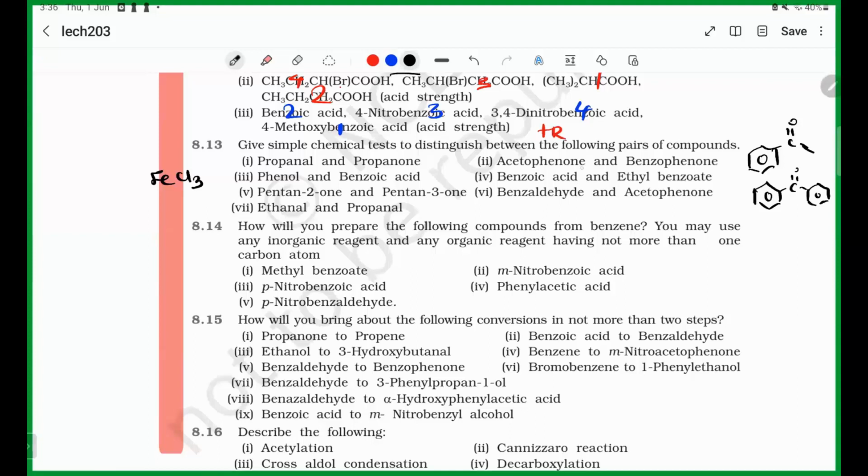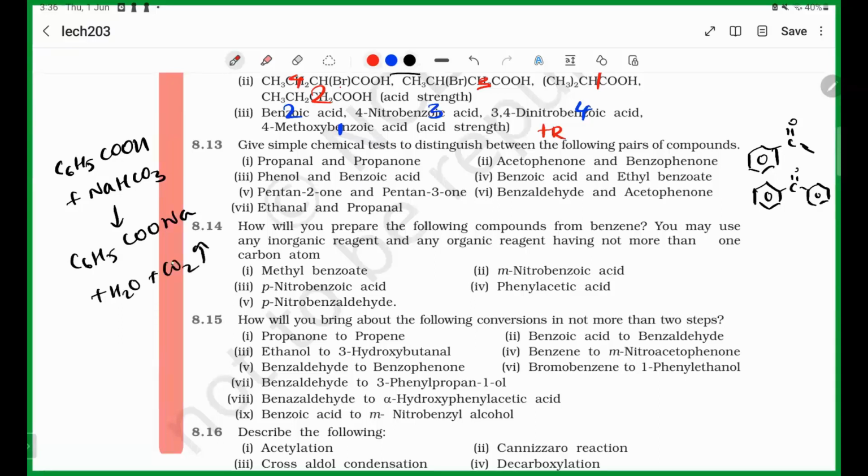So you have benzoic acid, C6H5COOH. If you add NaHCO3, you get sodium benzoate, C6H5COONa, with the evolution of water and carbon dioxide. Now this carbon dioxide is something that you can actually observe, as opposed to the ester, which does not give you any CO2 formation.